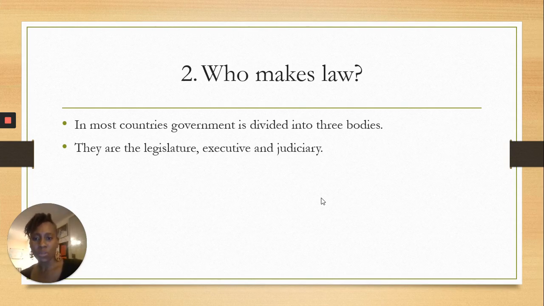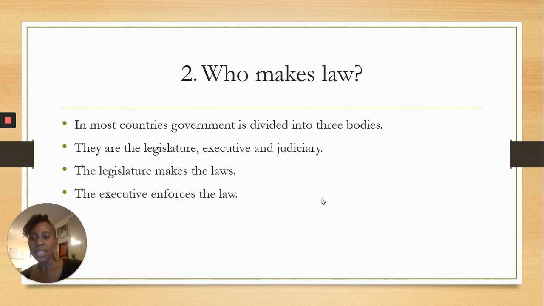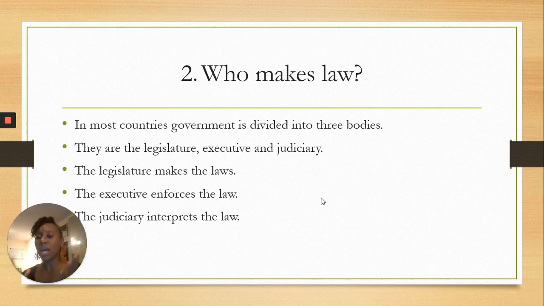Now, in most countries, the government is divided into three bodies. That's the legislature, the executive, and the judiciary. And usually it's the legislature who makes the laws in most countries. Then you have your executive who enforces the law. And then you normally have the judiciary who interprets the law. Now, your legislature in most states is a state parliament. You see this in most countries, and they are the law-making body generally.